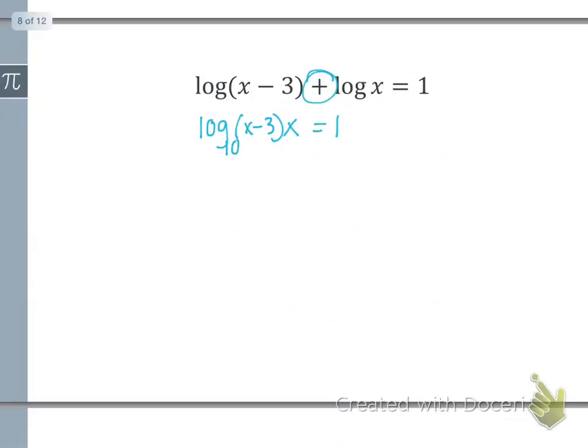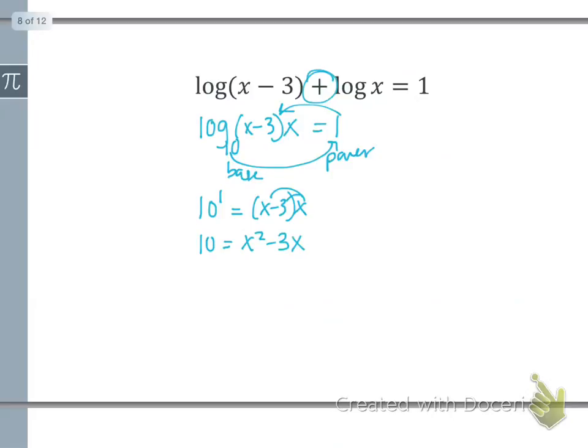Remember the base is 10, so I go base, power, and what it's going to equal this time is this whole shebang. So my base was 10, my power was 1, and it equals (x minus 3) times x, that condensed version. So if I solve, I need to go ahead and distribute this because I'm trying to get x by itself. So I got x squared minus 3x. If I got a squared, that means I'm probably going to have to factor. So let's go ahead and move this guy over by subtracting.